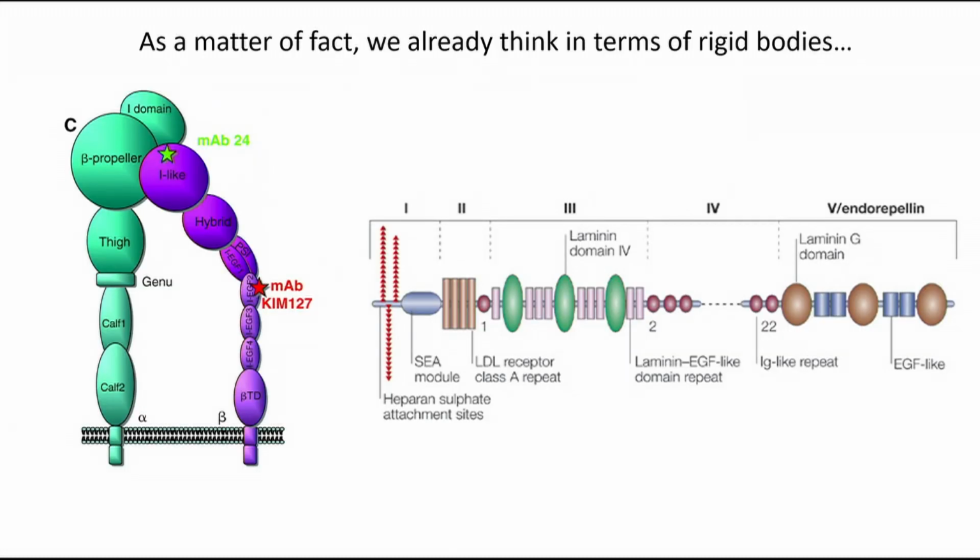Because in fact, biologists already think of complex molecules as groups of domains. I've already introduced the case of the pelican. On the left, you have the integrin, a molecule on the surface of the membrane. You see that it is composed of, it is defined as, a group of domains. So you have the beta propeller and the thigh attached to each other, and the same thing for this chain.